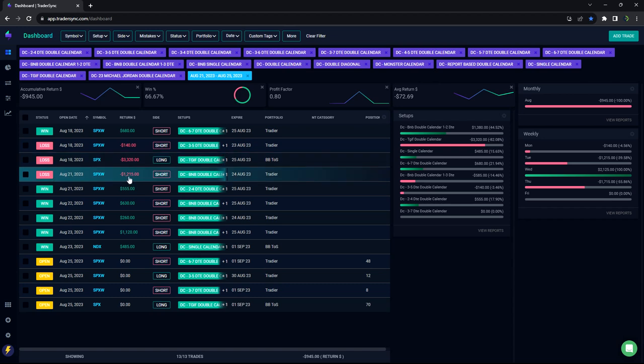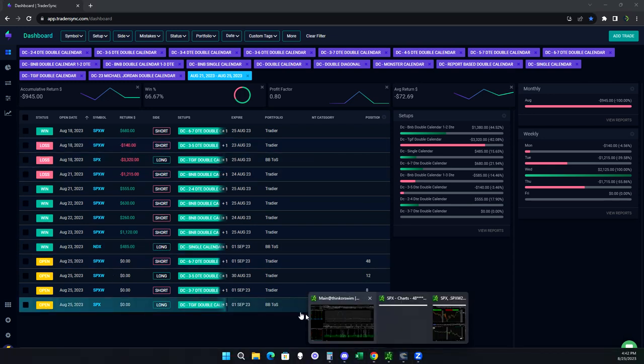BNB minus 1200 on that one. We had a $555 winner on a 2-4, $630 winner on a BNB, $260 on a BNB, $1120 on a BNB, $485 on an NDX single calendar, and then the rest of these are open. So let's check out these open positions.